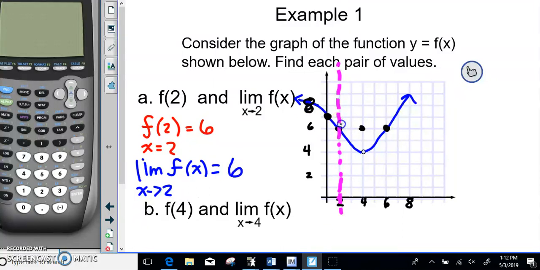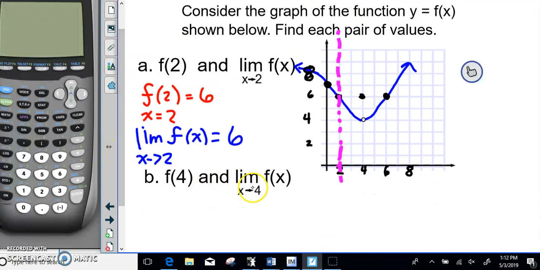So the value at x equals 2 is 6, but when it comes to the limit, it actually goes to 6 also. It approaches that same point. I'm showing you this because for the second portion, those two values are not going to be the same, because they will not always be the same depending on what the graph actually shows. So I'm going to show the next portion, f of 4 and the limit of f of x as x approaches 4.